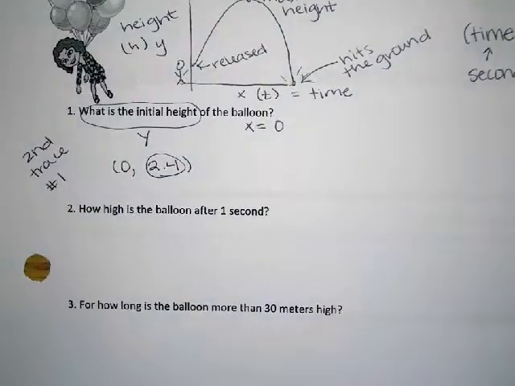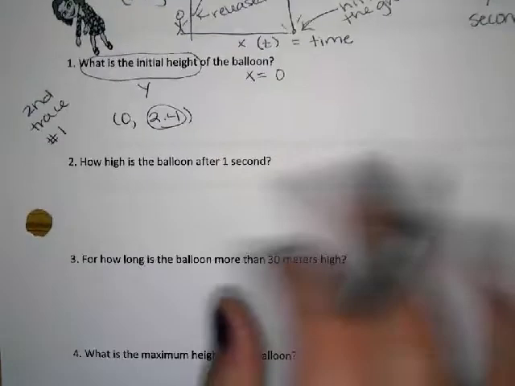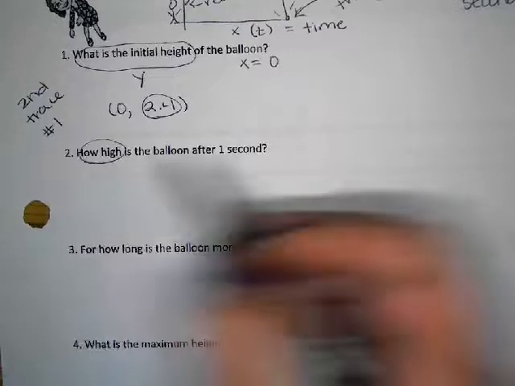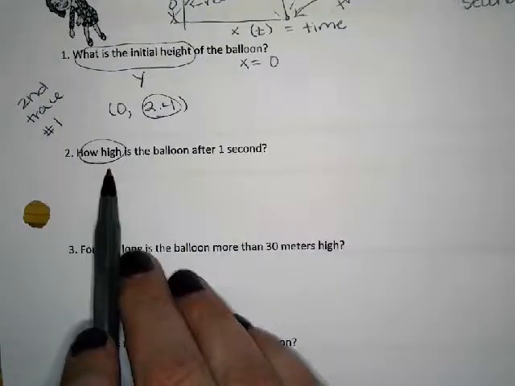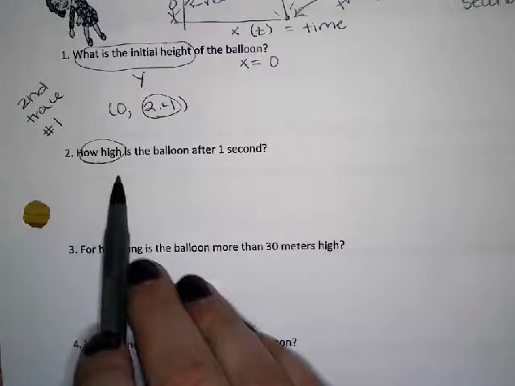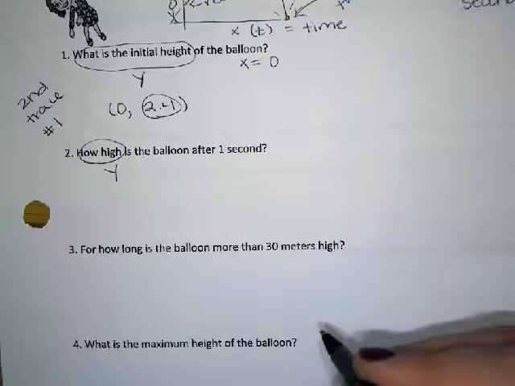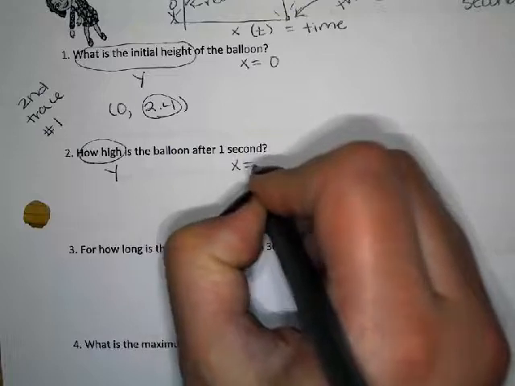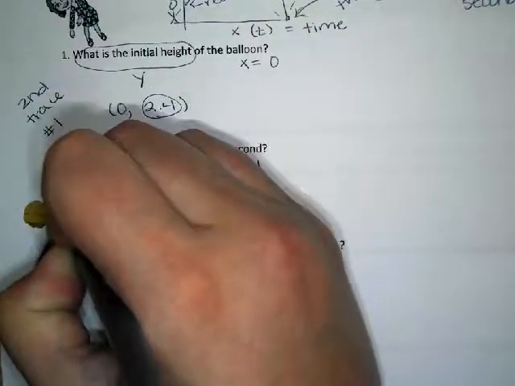Okay, next question, how high is the balloon after 1 second? So if it says how high, it's asking for a height. Is it asking for a Y or an X? It's asking for a Y. That means it gave you an X. What X did it give you? 1. Plug in 1. So I'm going to do second trace number 1, and plug in 1. You can use the table. Yeah. 24.5.